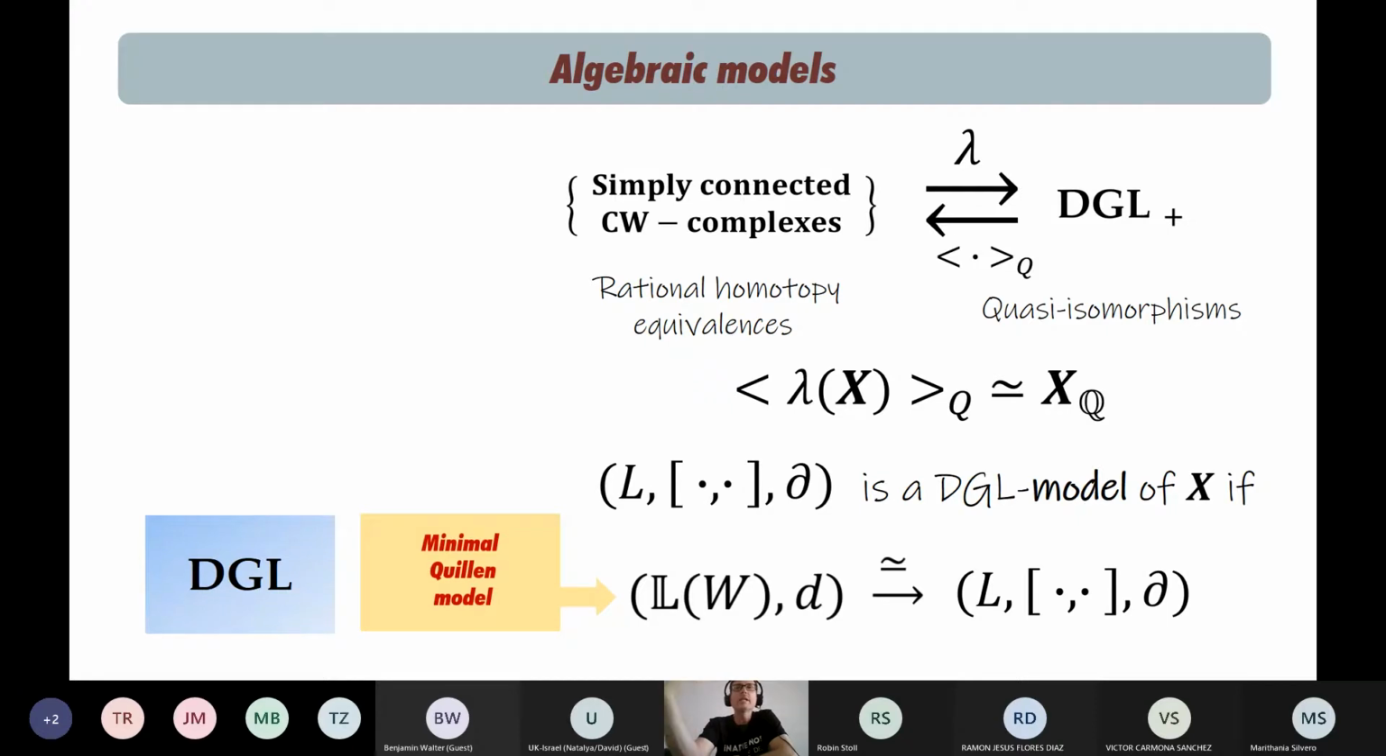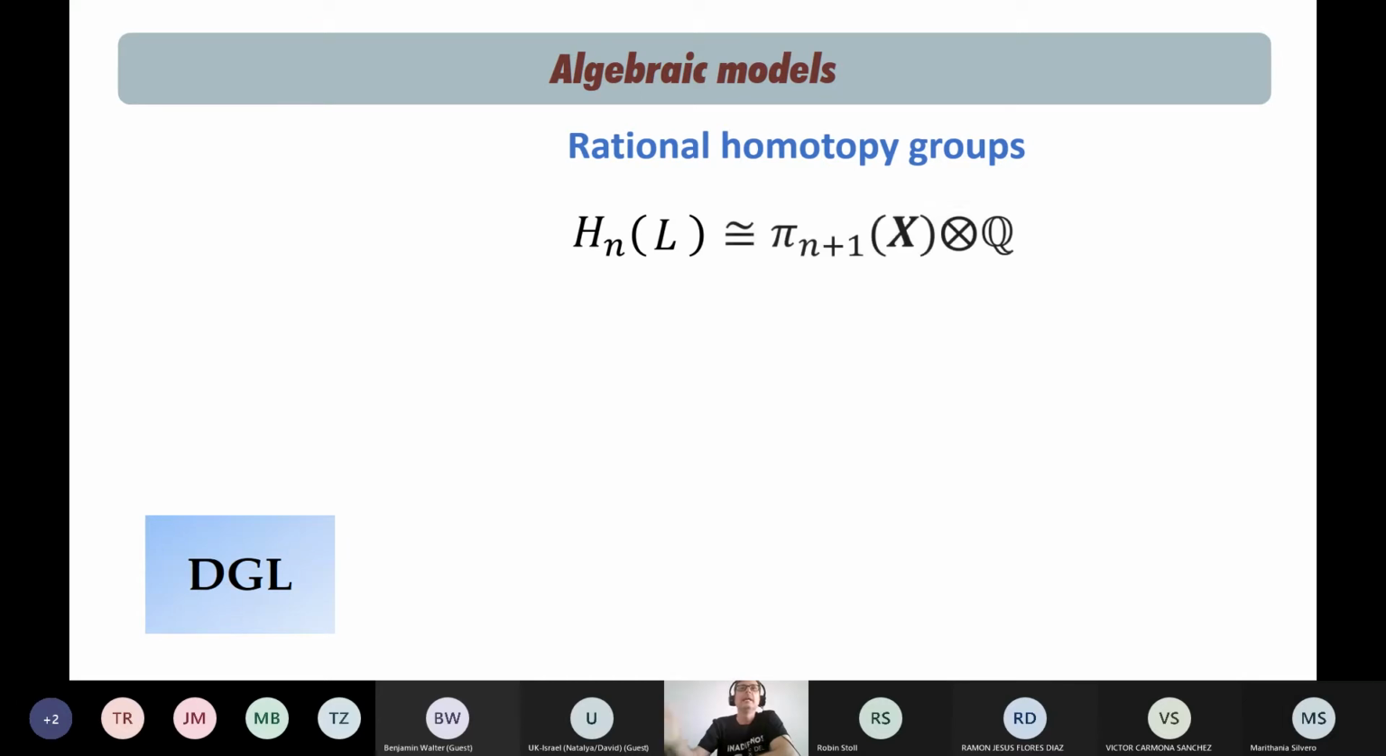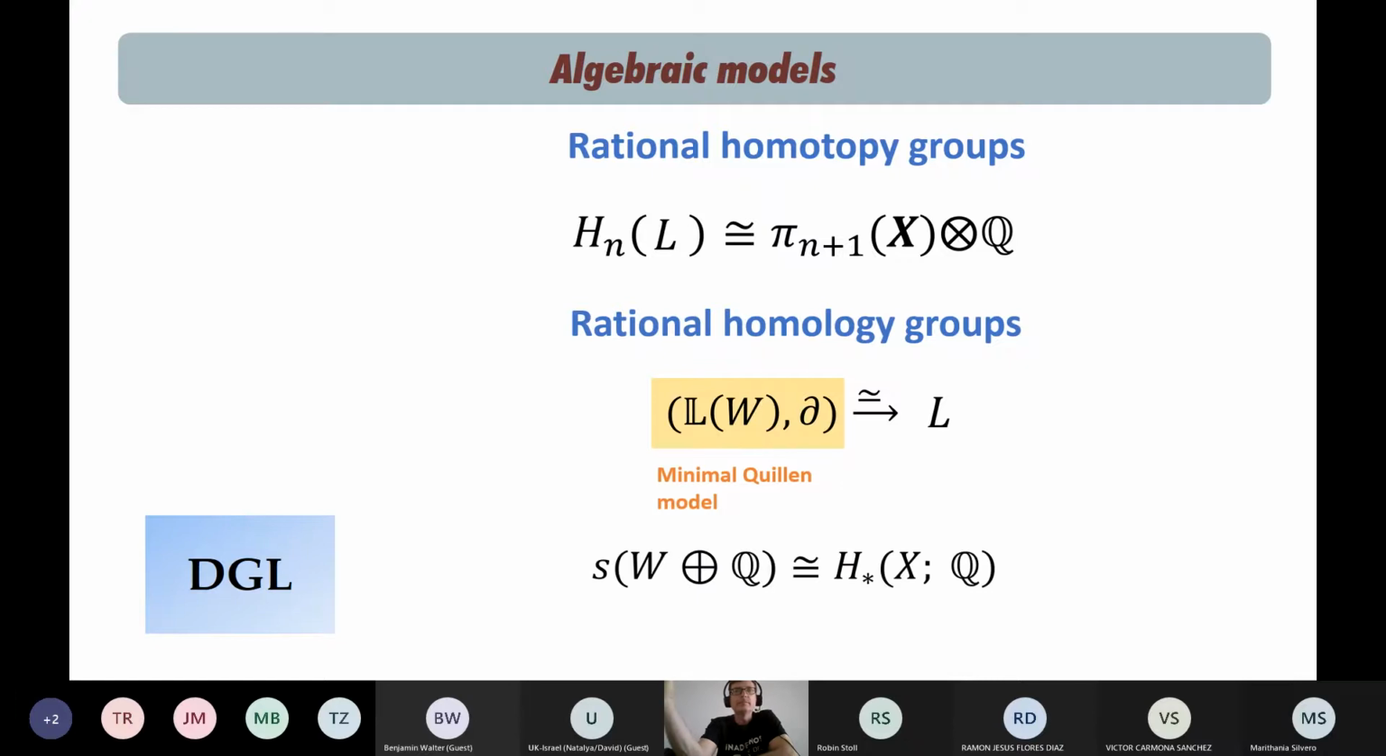We can read all the rational homotopy invariants of a space in terms of these models. For example, if we want to compute the rational homotopy groups of a space, then we take a DGL model, and the homology of this DGL model are just the rational homotopy groups shifted by one. For example, if we want to compute the rational homology groups, then we take the minimal Quillen model, and then the generators of this minimal Quillen model are just the rational homology of the space.